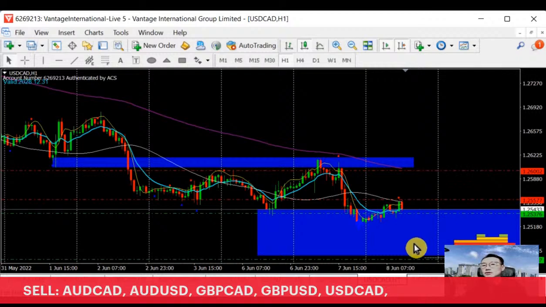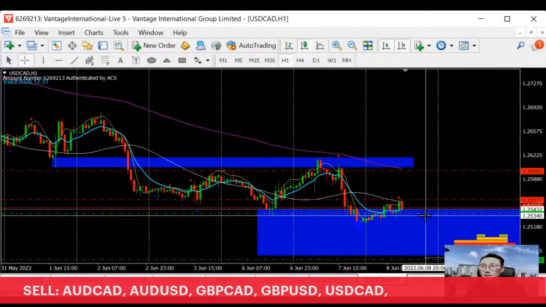So for the rest of the guys, you're still with me. Probably you can also take a look at dollar CAD as well. But for dollar CAD, it must break the support level over here. It must break the support. The support level here is very important.